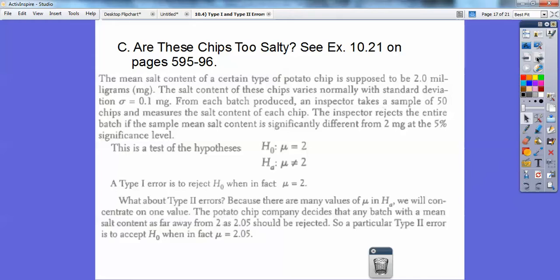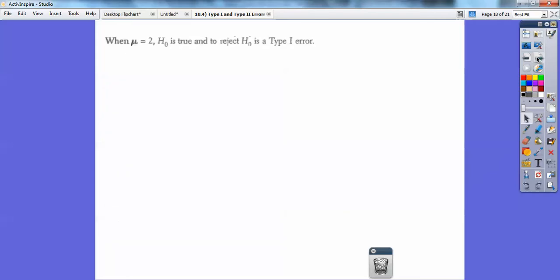Well, because there are many values of your population mean in HA, we'll concentrate on just one value. So the potato chip company decides that any batch with a mean salt content as far away from 2 as 2.05 should be rejected. Okay, so a particular type 2 error is to accept H0 when in fact the mean is 2.05. Okay, so when the population mean is 2, H0 is true, and to reject it is a type 1 error. When it's 2.05 and HA is true, and we accept H0, then that's going to be a type 2 error.